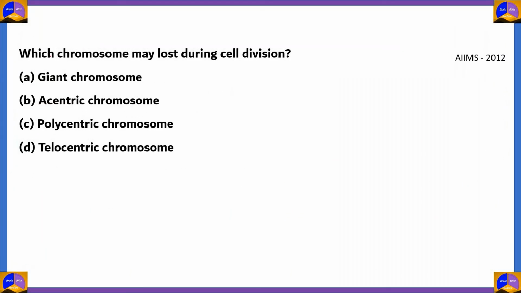Next question. Which of these chromosomes may be lost during cell division? Giant chromosome, acentric chromosome, polycentric chromosome, telocentric chromosome. Now, for a chromosome to be lost in cell division, it will not be held by spindle formation.